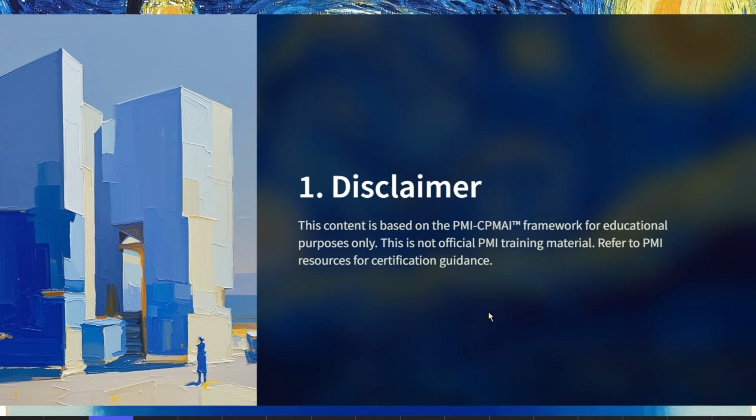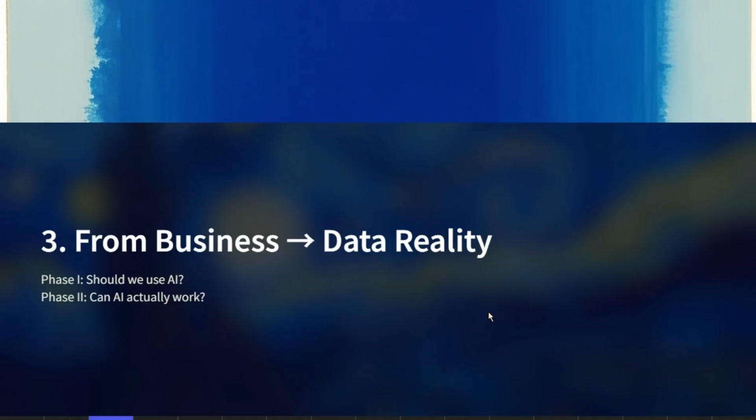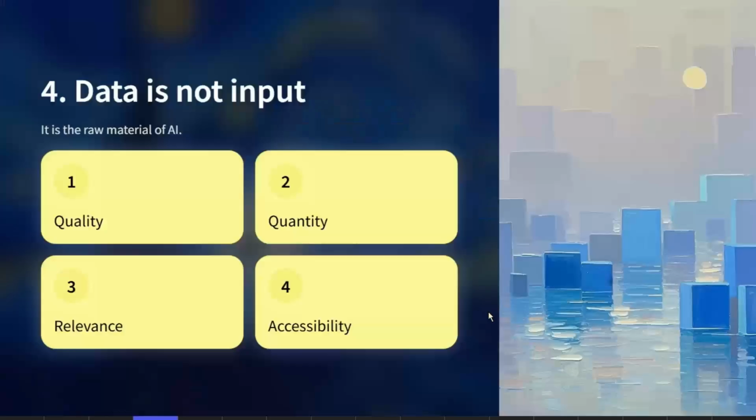Now, strong AI starts with strong data. Phase 1 asks, should we use AI? Phase 2 asks something more important, can it actually work? In AI, data is not just input, it is the raw material that creates intelligence. If your data is weak, your AI will be limited.